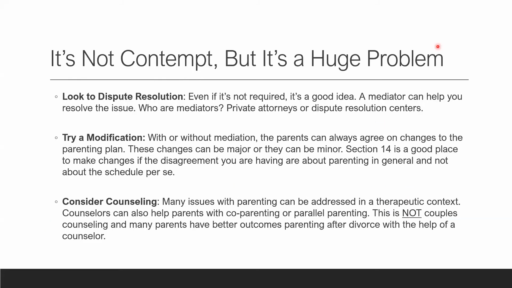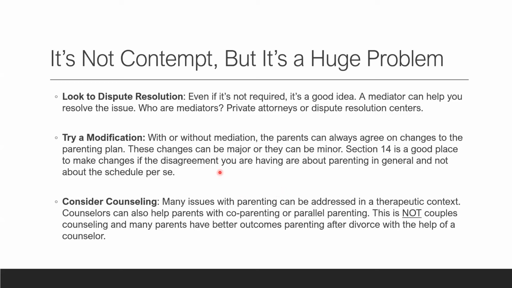Okay, so you've decided it's not contempt, but it's a huge problem. Well, there's a couple of avenues that you can do. First, look to dispute resolution. Again, every county has a center for dispute resolution. In Pierce County, it's called the Center for Dialogue and Resolution. Private attorneys will also sometimes serve as mediators. A mediator is a neutral third party. They don't represent either of you, but they can help both of you with your parenting plan dispute.